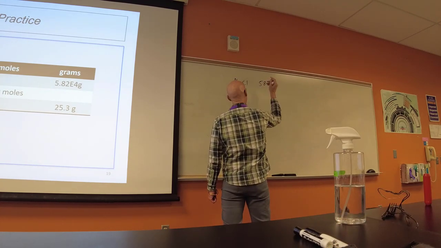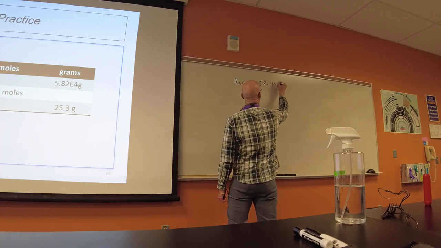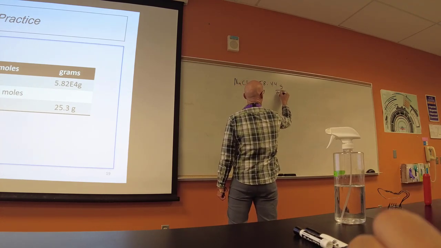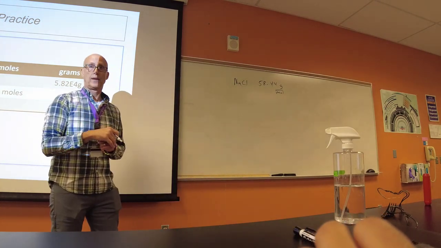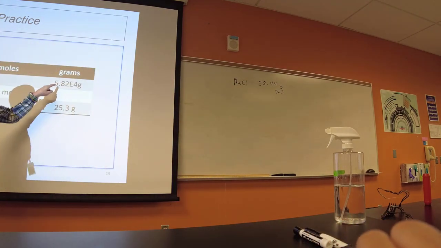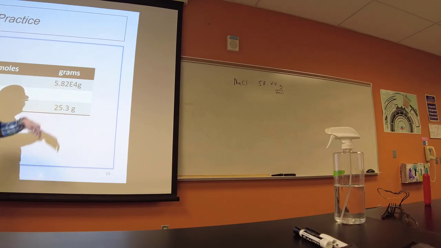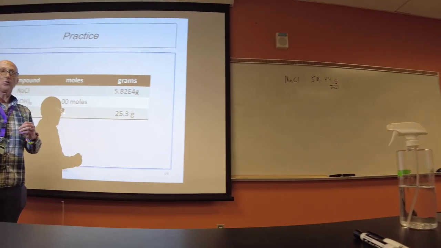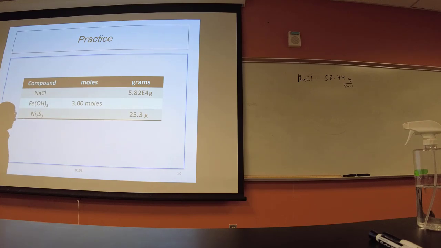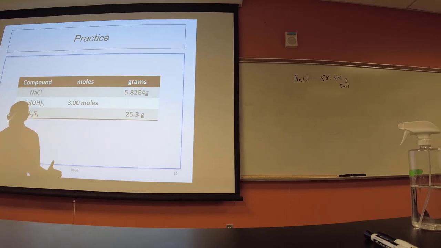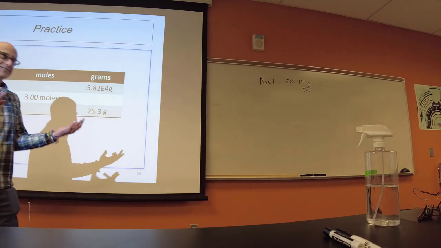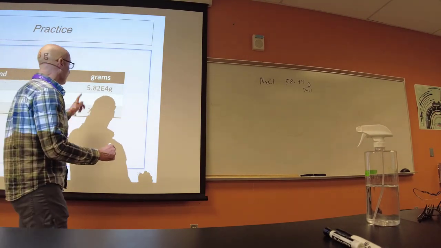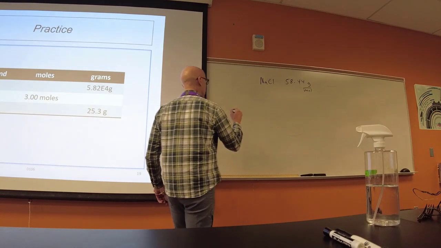45. How much? 44. 44 grams in every mole. True? That's what you figured out. Now I say, oh, I've got 5.82 e to the fourth grams. Holy mackerel. I got like 58 kilograms. That's a lot. All right? So I've got 5.8 e to the 4.